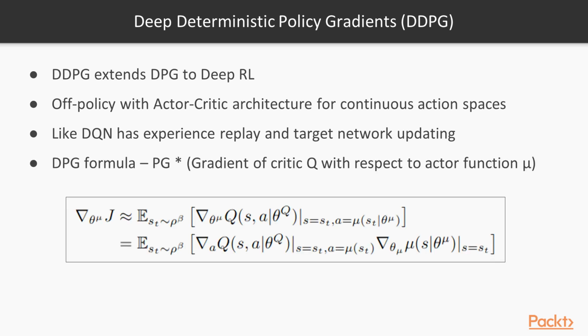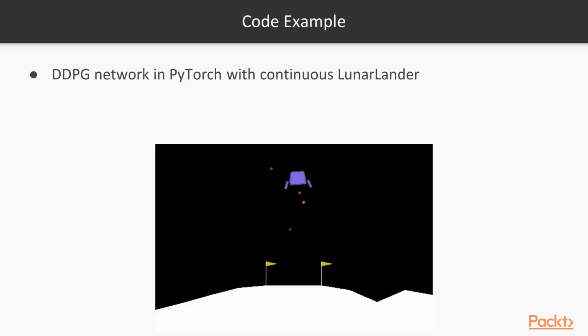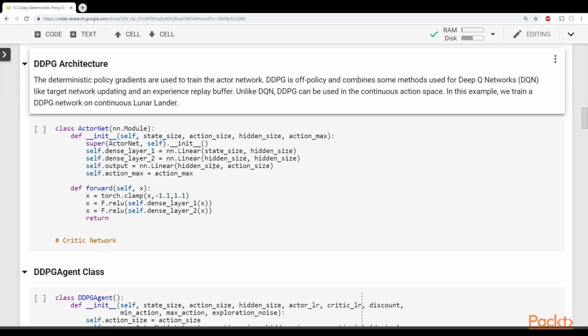The DPG formula in the lower left shows the updates for the actor network. Let's have a closer look here. The second term is the gradient of the actor output mu, as we saw in prior PG methods. This is multiplied by the output of the gradient of the critic network Q. Well, the theory behind DPG is a bit hard to grasp at first, but I'm sure, after seeing the DDPG network in the upcoming code, you'll have a better understanding of the concepts discussed. Let's have a look at the code example that uses the DDPG network in PyTorch with a continuous lunar lander environment. Let's look at some code.